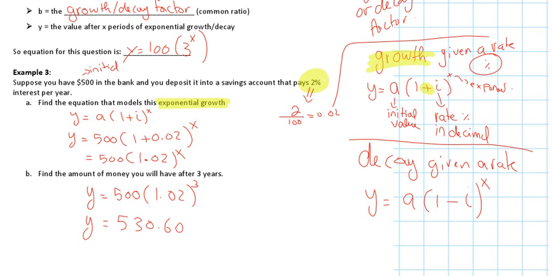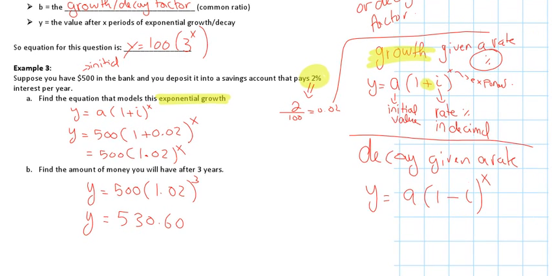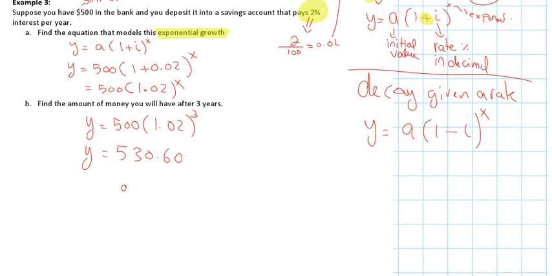So therefore, there will be $530.60 in the account after 3 years.